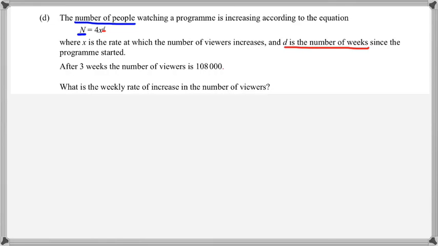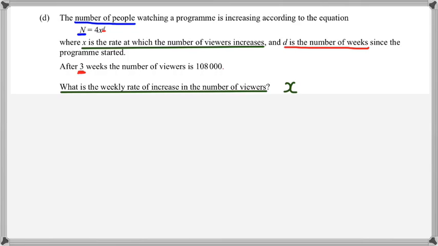So I can see the little d in the equation. After that, x is the rate at which the number of viewers increases, so there's an x in the equation as well. Now it says after 3 weeks. I've underlined this in red: d is the number of weeks, so that means d equals 3. And the question itself is we're trying to figure out what x is.